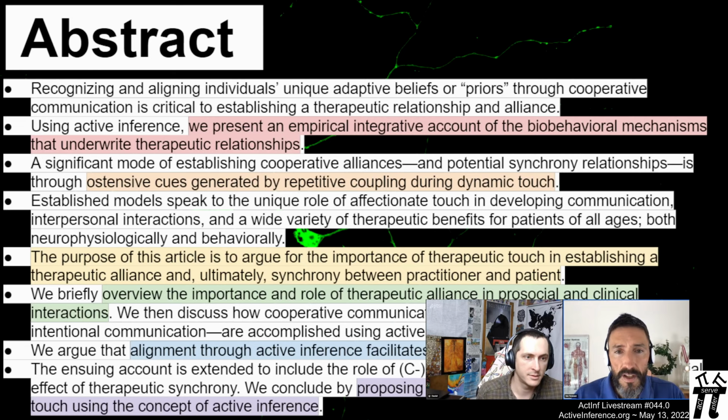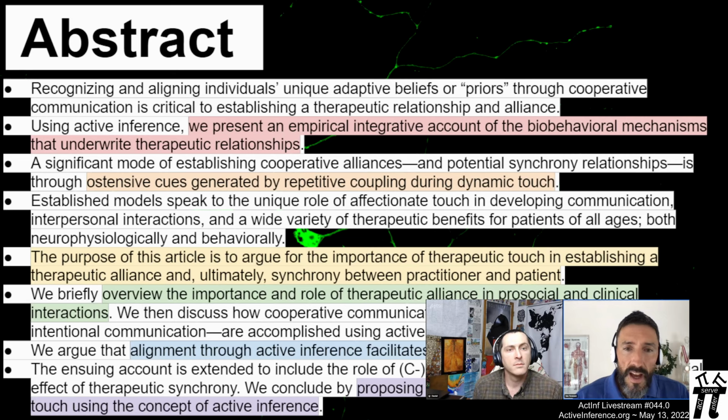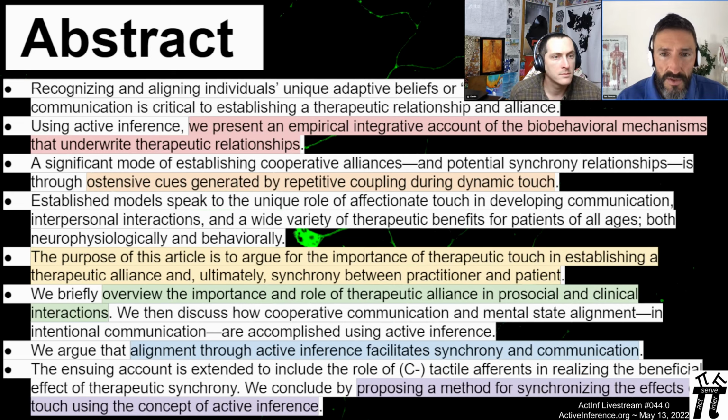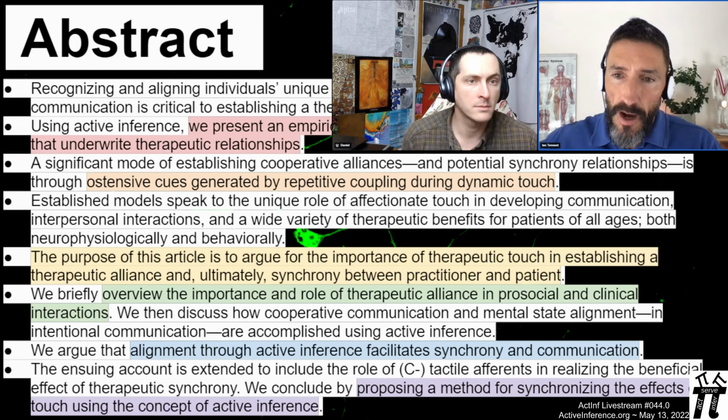Okay. Recognizing and aligning individuals' unique adaptive beliefs or priors through cooperative communication is critical to establishing a therapeutic relationship and alliance. Next bullet point: using active inference, we present an empirical integrative account of the biobehavioral mechanisms that underwrite therapeutic relationships. Third bullet point: a significant mode of establishing cooperative alliances and potentially synchrony relationships is through ostensive cues generated by repetitive coupling during dynamic touch.